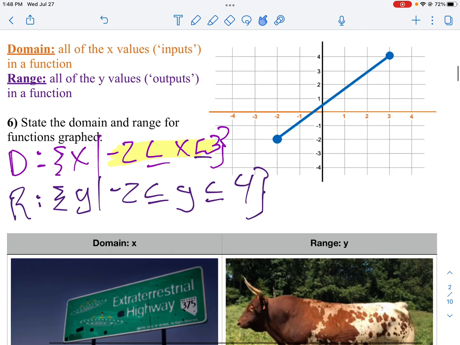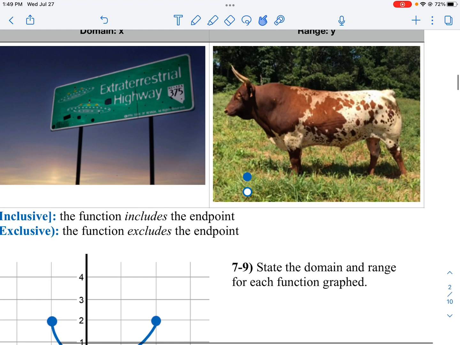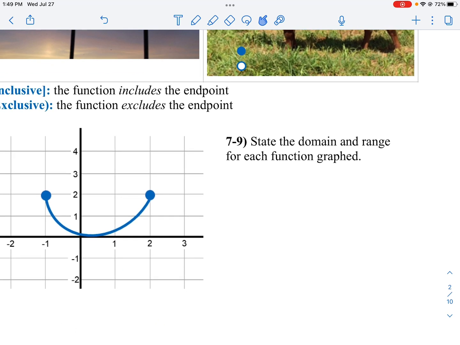Now, in the domain and range we just did, those were inclusive. That is, we included the numbers as part of the value. If you don't include them, that's called exclusive, and we'll take a look at that. So let's take a look at each one of these. We'll start here with my domain and range for question 7. So my domain, notice, goes from -1 to +2.